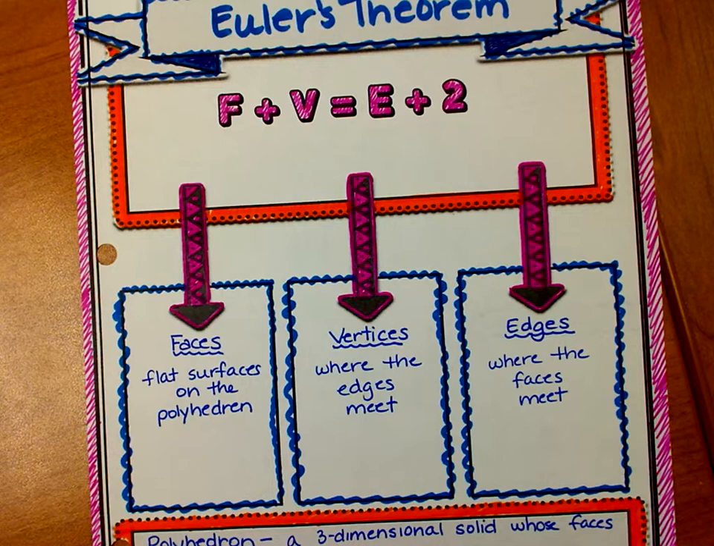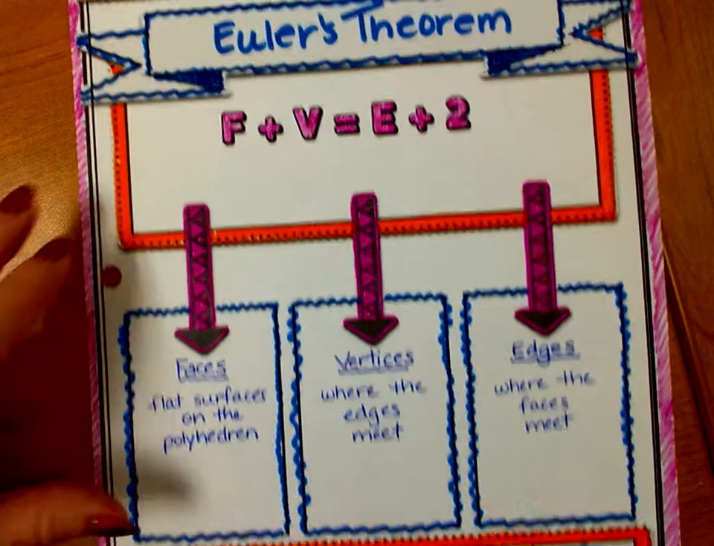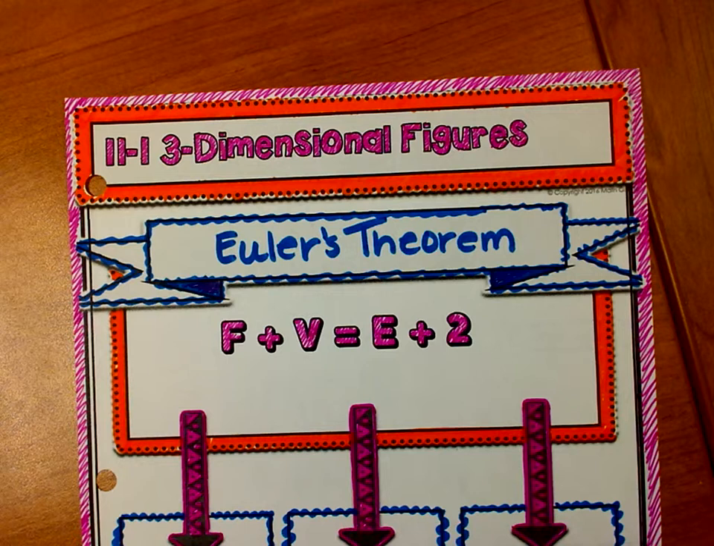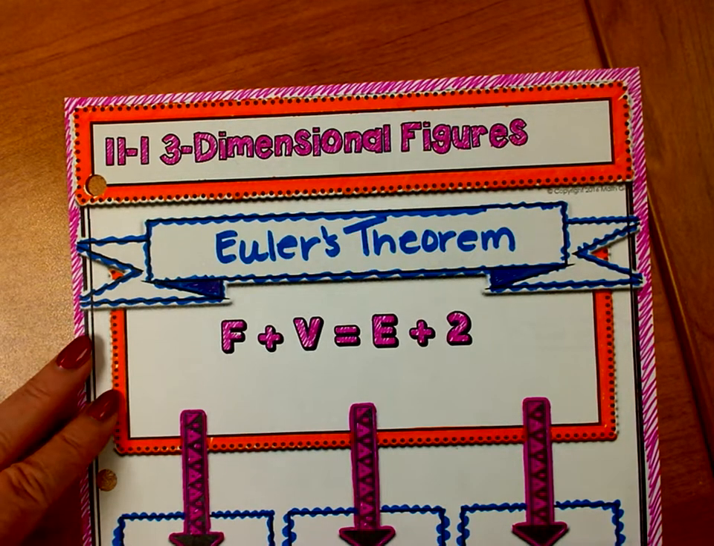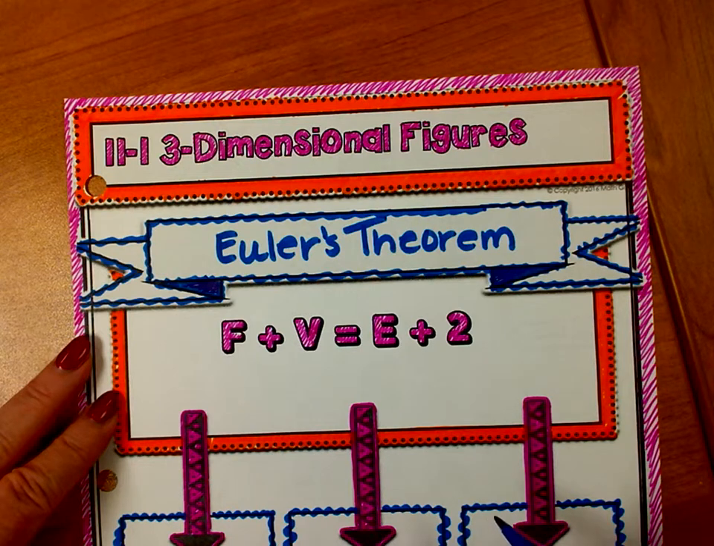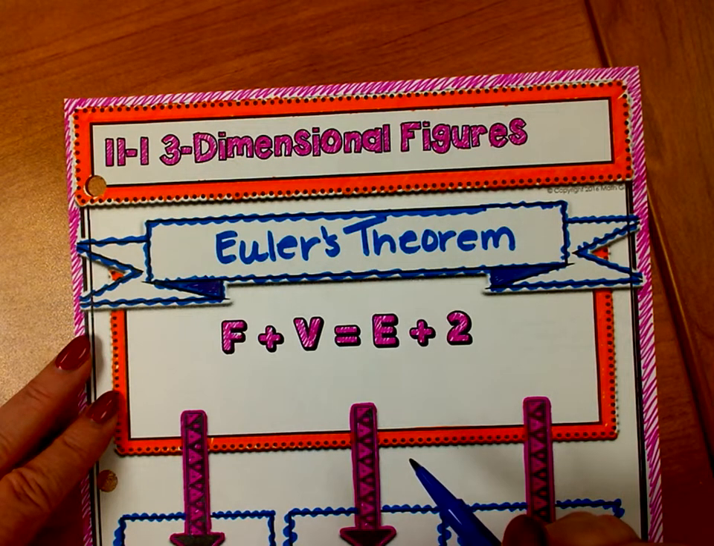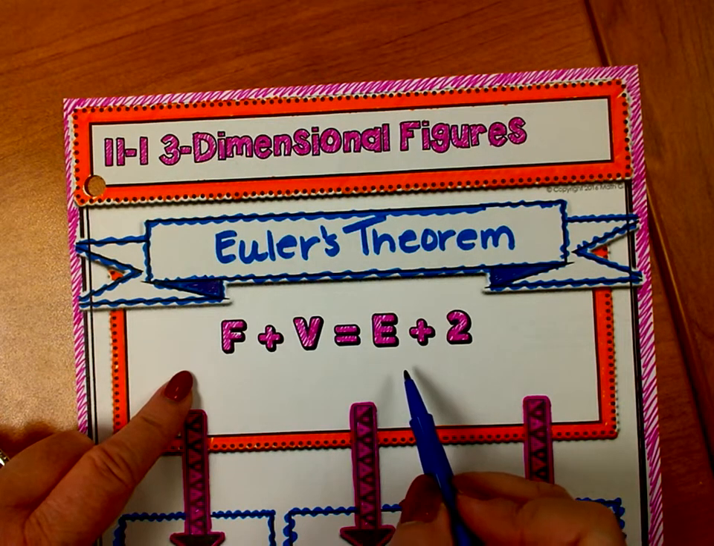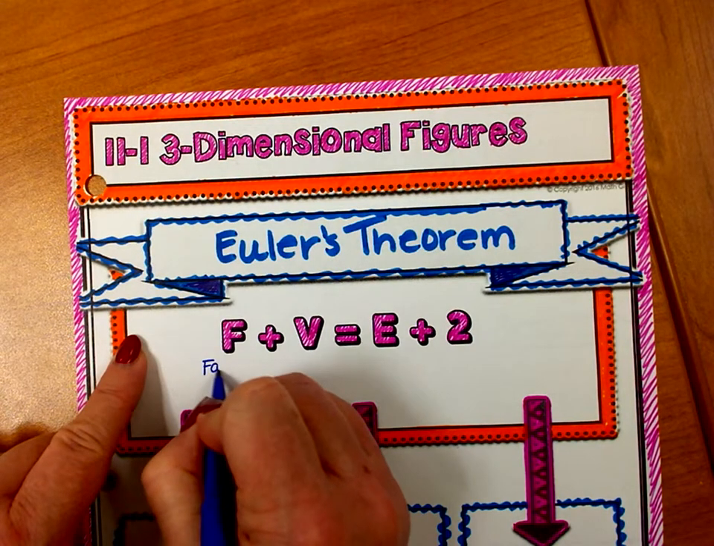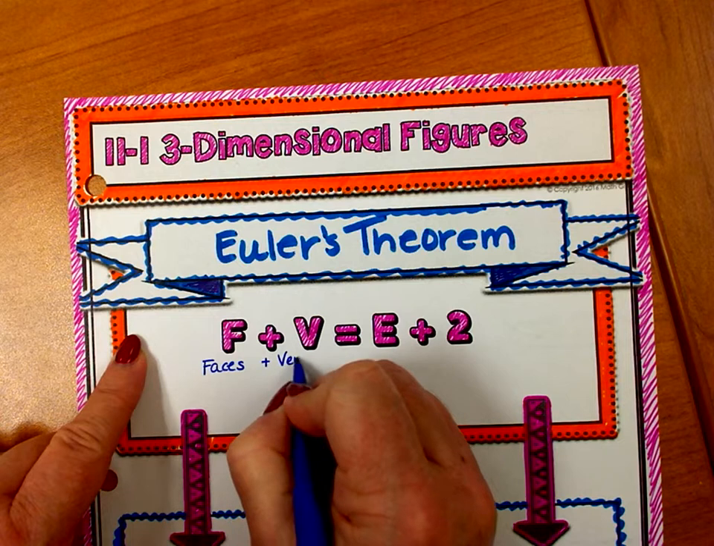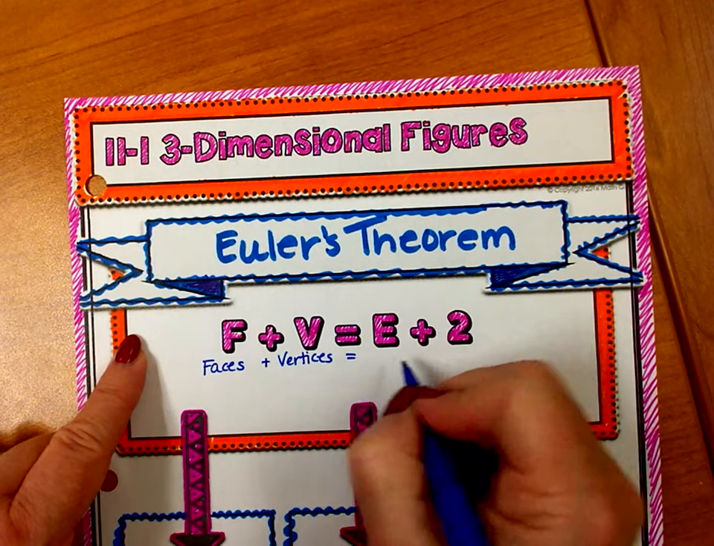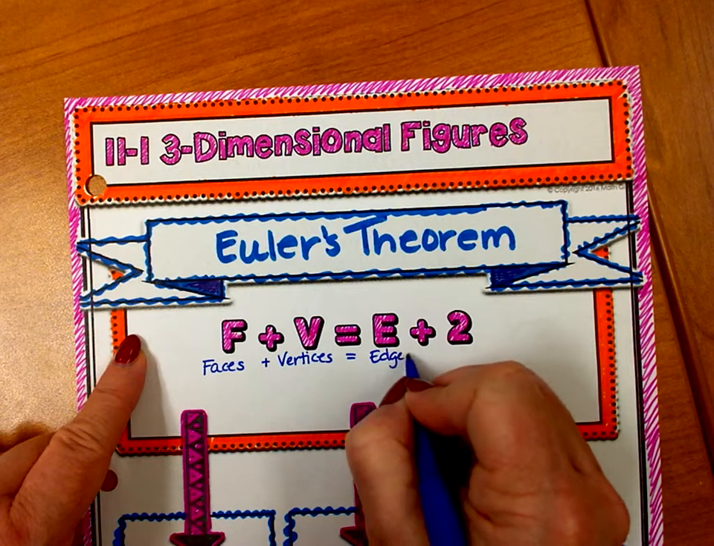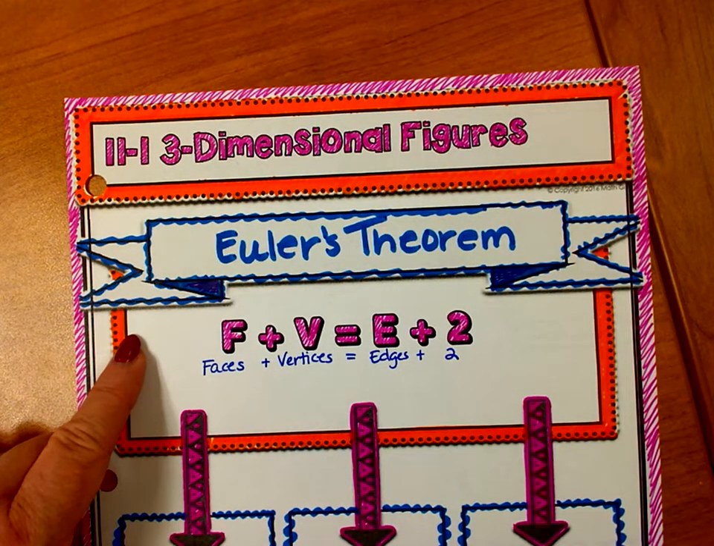And this brings up Euler's theorem. Okay, so now we're going up here. So Euler was a mathematician who discovered lots of important math stuff. One of his discoveries is a formula that describes the relationship between faces, vertices, and edges in polyhedrons. This is the formula. F plus V equals E plus 2. So F stands for faces, plus the vertices, and that is equal to the edges plus 2. Okay, so let's see how we're going to use that. And before you even ask, yes, this is something you should memorize.